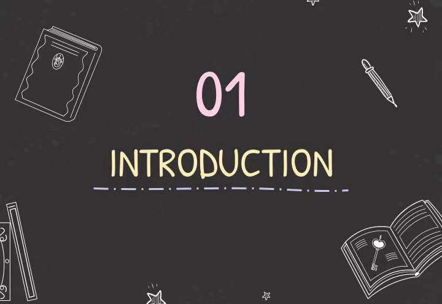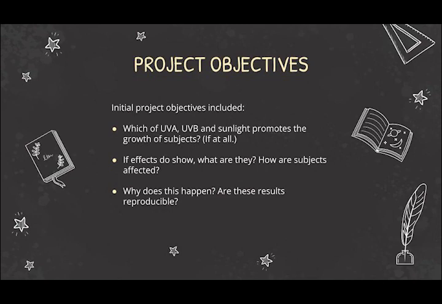Introduction. Project objectives. The initial project objectives included which of UVA, UVB, and sunlight promotes the growth of all subjects, if at all. If effects do show, what are they? How are subjects affected? Why does this happen? Are these results reproducible and reliable?